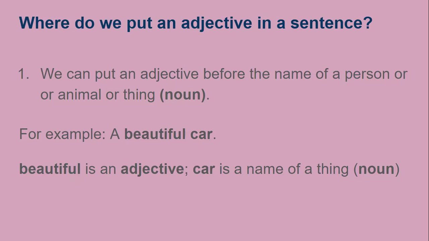Okay, so adjective first, beautiful, then noun, the name of a person, thing, animal, next. That's how you place your adjective in a sentence. All right.